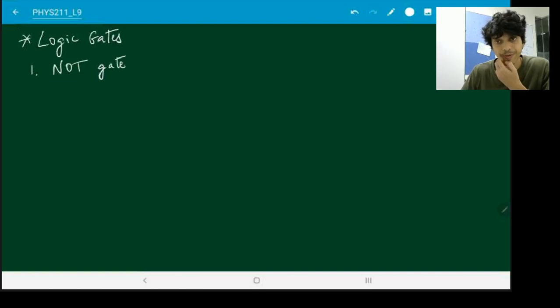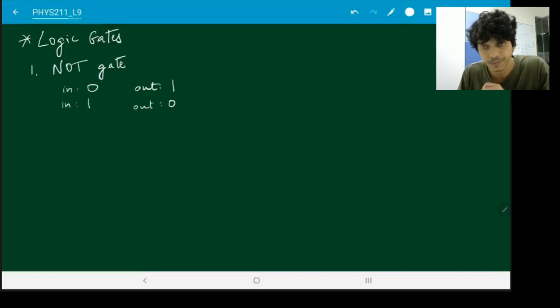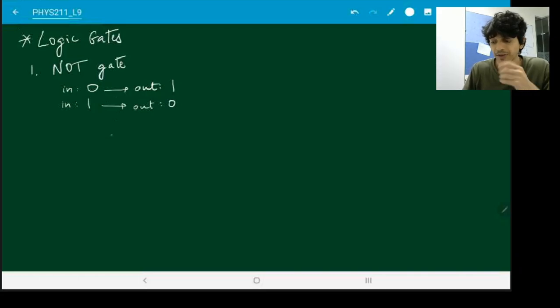NOT gate is very simple. If the input is 0, then the output is not 0, it is 1. And if the input is 1, then the output is not 1, it is 0. So that's what the NOT gate does. It finds the complement. So if the input is A, then the output is the complement of A, which is called A bar.